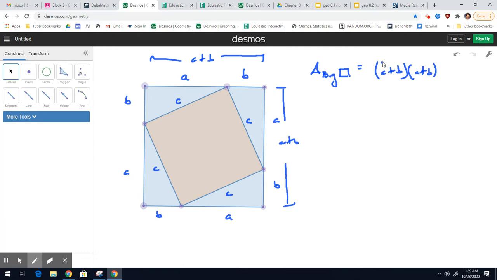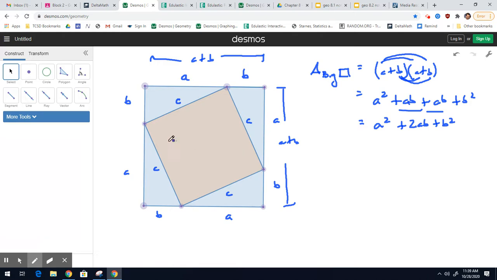So the A is going to go to the A and the B. So A times A is A squared. A times B is AB. Then you'll do this B to the A and the B. Again, B times A is BA or AB. And B times B is B squared. And then this simplifies to A squared. The two ABs will combine to give you plus 2AB. And then B squared. So this is the area of the big square.